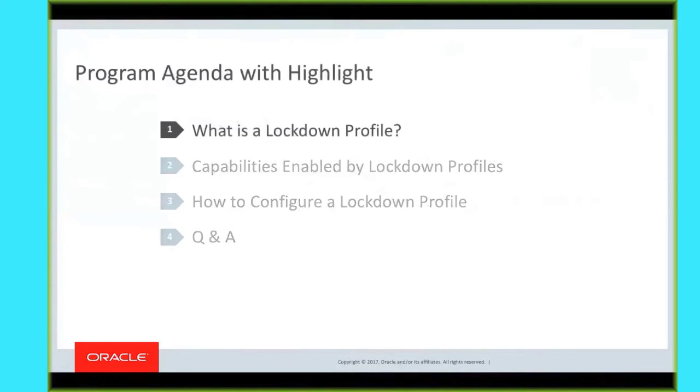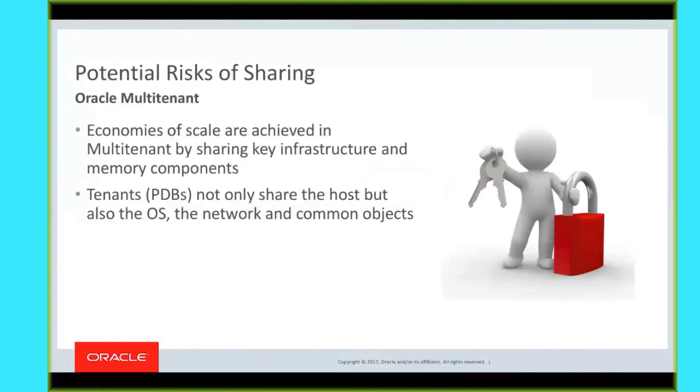So let's start with lockdown profiles. As you may already know, multi-tenant is already a highly optimized architecture, and we achieve this by sharing the key infrastructure and memory components. In other words, we basically eliminate the redundant replication of overheads. Our tenants, aka PDBs, not only share the host, but also the operating system, network, and common objects. In other words, infrastructure is shared at various levels of the stack, including database, OS, network, and common objects. So let's take a look at all these specific areas that we share among tenants.